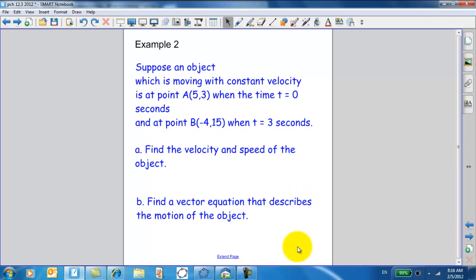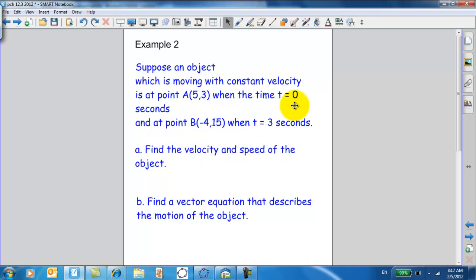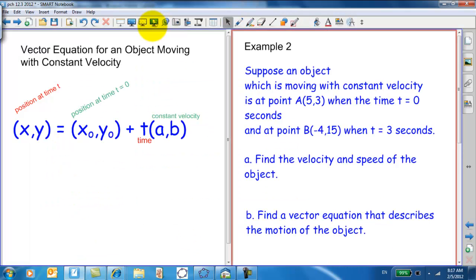So let's try this first example. Here with our second example. Suppose an object which is moving with constant velocity is at point (5, 3) when time equals 0 seconds, and at point B, (negative 4, 15) when t equals 3 seconds. Find the velocity and speed of the object, and find a vector equation that describes the motion of the object.